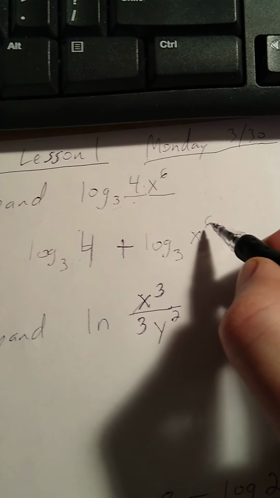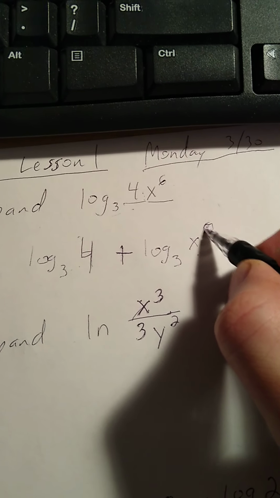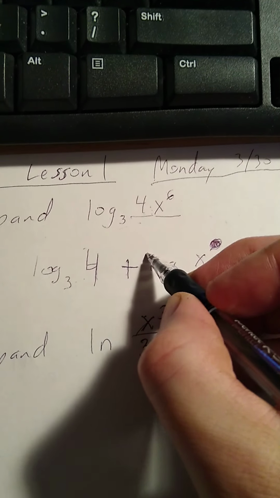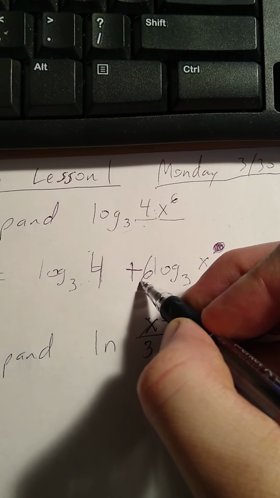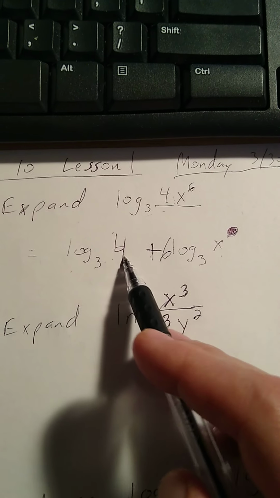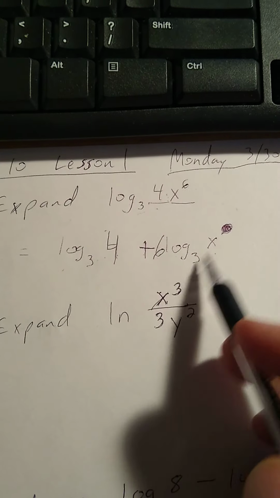I do have one other property to use. There is an exponent here. So I'm going to take that exponent, get rid of it here, and I'm going to move it out in front to become a coefficient. Now I've expanded this logarithm to have log base 3 of 4 plus 6 log base 3 of x's.